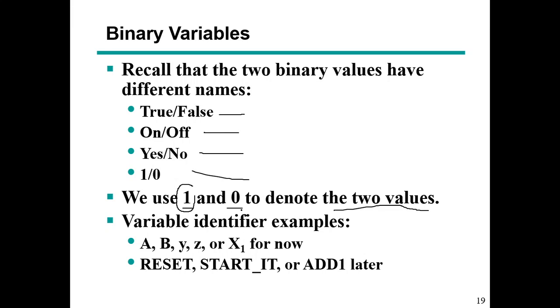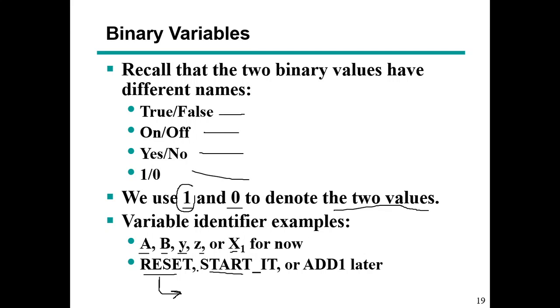How do we identify Boolean variables? What symbols can we use to identify them? You can use capital letters, small letters, or letters with subscripts. You can use words as well, like reset or start. Later on, we'll be using sequential logic circuits, so you'll come across such inputs as reset or start or add one or whatever. So these are all valid identifiers.